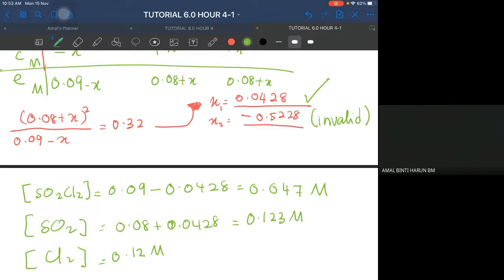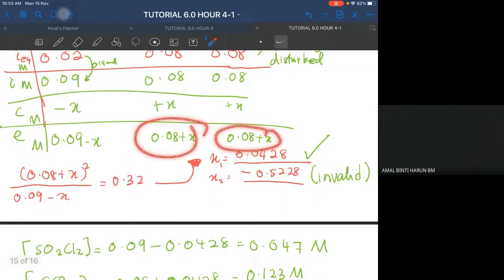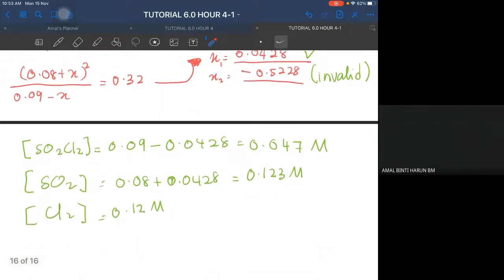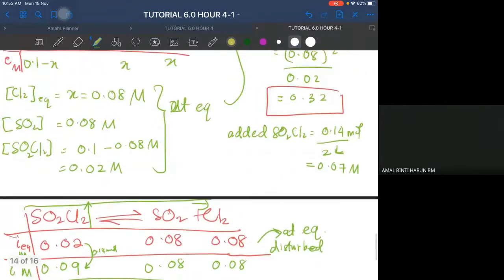Sekejap. Sekejap. Cl2, SO2 samalah. Okay. Sebab ni sama kan. So Cl2 dan SO2 sama concentration. 0.123 molar. Okay. So after being disturbed, the concentration of reactant and product has changed, but the Kc will remain the same.